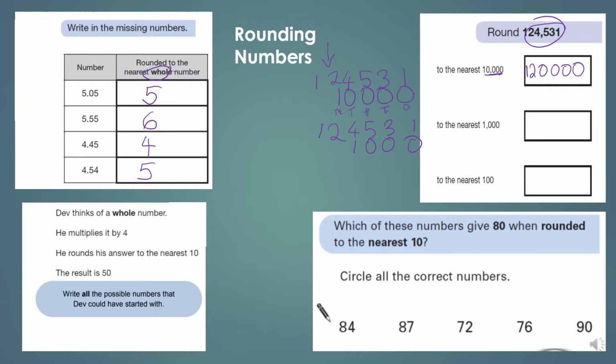Okay, and I'm looking at 1,000, and this is our 1,000 here. So the important number is the 4. So we've got 124,531. And the number next to the 4 is a 5. So that therefore is going to round up. So this is going to round to 125,000.